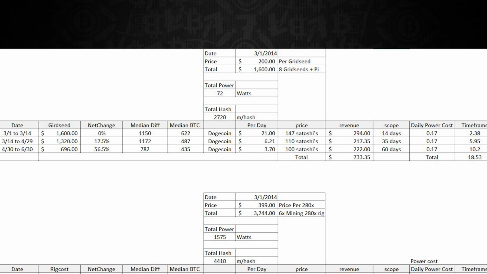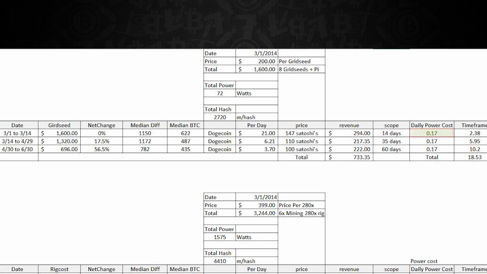If we look at this first line here, the total Gridseed cost for this unit on March 1st was $1,600. The median difficulty during the period before the first adjustment was 1150. The median BTC price during that time period was $622. And obviously the price for Doge at that time, the median price over those 14 days before that first adjustment, was 147 Satoshis. That let this rig, using roughly 72 watts, generate on average $21 a day, essentially generating around $294 in total revenue at a power cost of around $2.38 over that entire time period, roughly 17 cents a day.